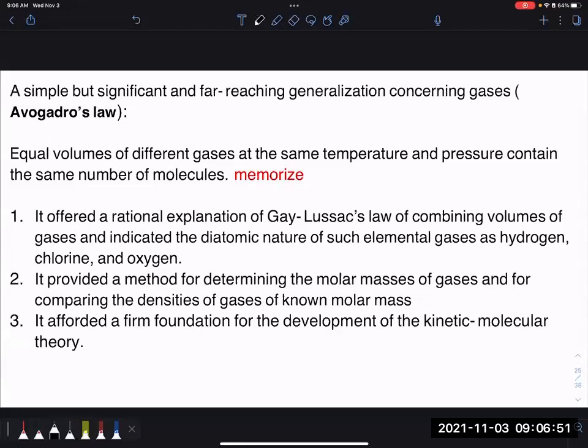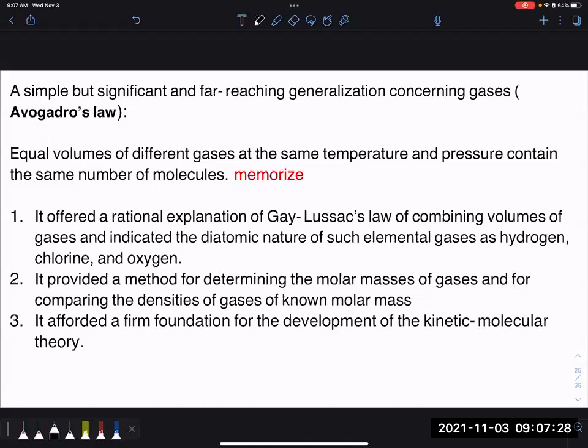The simple but significant and far-reaching generalization concerning gases, which is Avogadro's law, is: equal volumes of different gases at the same temperature and pressure contain the same number of molecules, which ties back to our 22.4 liters per mole, right? So the same number of molecules makes up the same volume. So this offered a rational explanation of Gay-Lussac's law, combining volumes of gases, and indicated the diatomic nature of such elemental gases as hydrogen, chlorine, and oxygen.